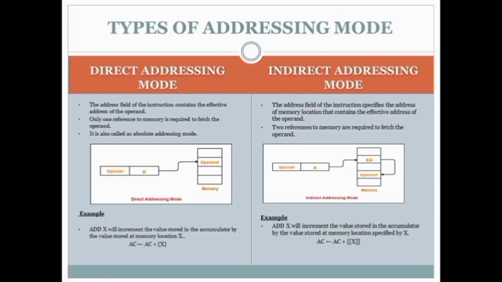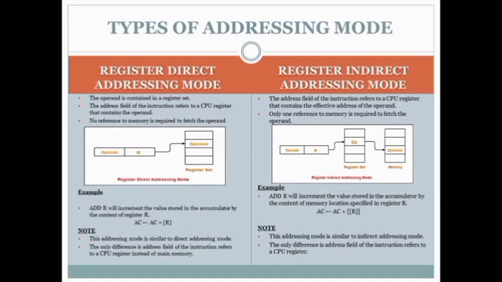So here is the example. Tingnan na lang po natin yung image para natin maintindihan. Ang example is add X will increment the value stored in the accumulator by the value stored at the memory location specified X. Kung single bracket lang naman nakalagay dun sa direct addressing mode, dito makikita natin sa example na sa halip na isa, it is double kasi siguro nga 2 references, from address field and to connect the effective address to the operand. Next po, register direct addressing mode.